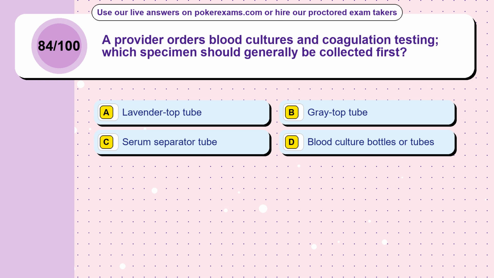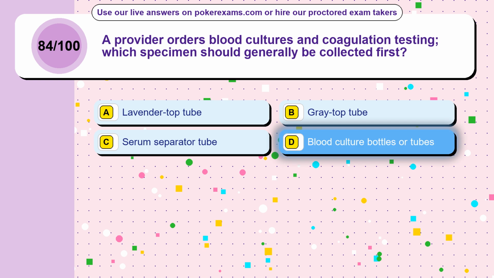Question 84. A provider orders blood cultures and coagulation testing. Which specimen should generally be collected first? Option A. Lavender top tube. Option B. Gray top tube. Option C. Serum separator tube. Option D. Blood culture bottles or tubes.